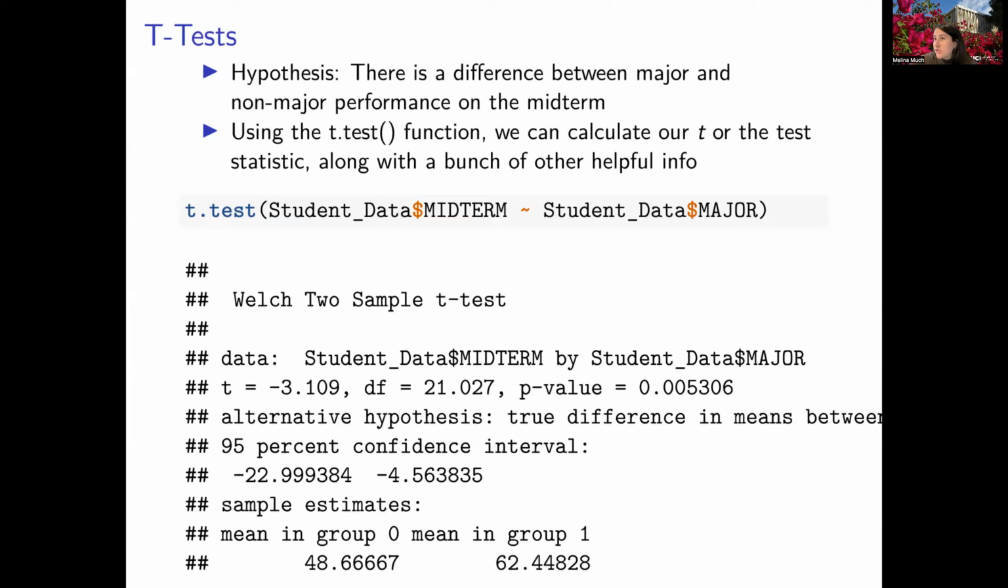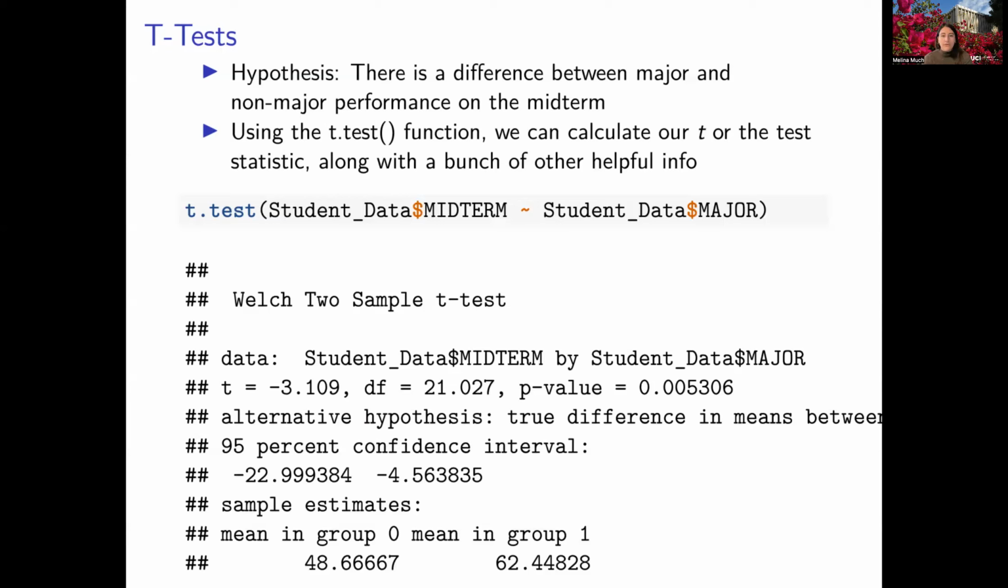So when we get to regression and a lot of these other things, we're going to keep seeing the tilde. So just keep that in mind. And again, we're using the $ sign because we're not piping anything in. And so we're going to select from the student data set both the midterm and the major variables using the $ sign. So when we run this line of code, we get this output.